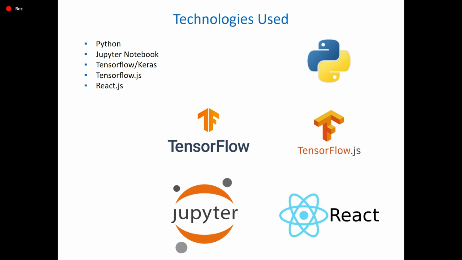These are the technologies used: the Python programming language, Jupyter Notebook to build our model, and TensorFlow and Keras, which provide high-level APIs to process, train, and test our model. We'll be using TensorFlow JS to convert our Keras model into a JavaScript representation. This is useful for our web application, and we'll use React.js to build it.